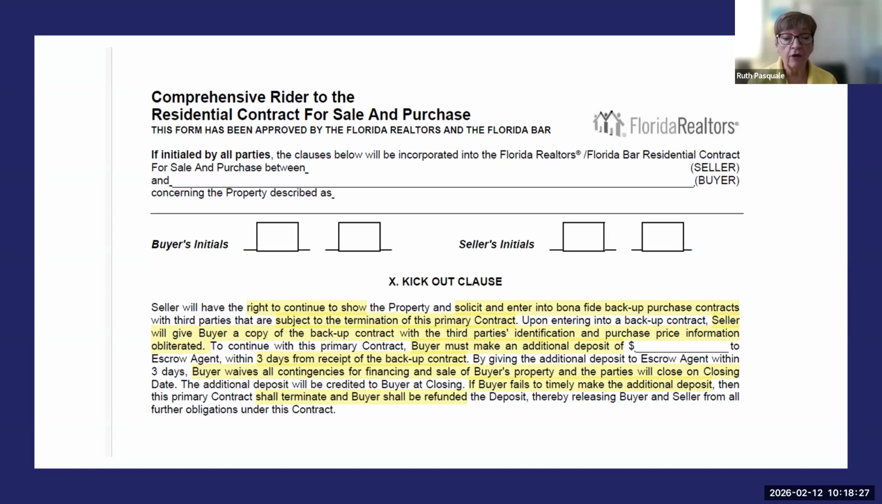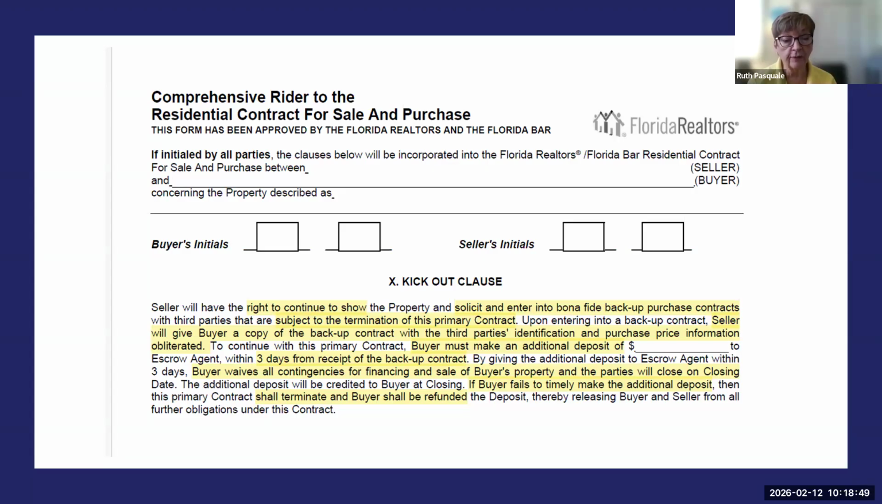Okay. So what happens if the seller decides to accept a backup offer when you use the kickout clause? Well, the seller now has to notify the buyer and give them a copy of that contract with, again, third party's identification and purchase price information obliterated or redacted.